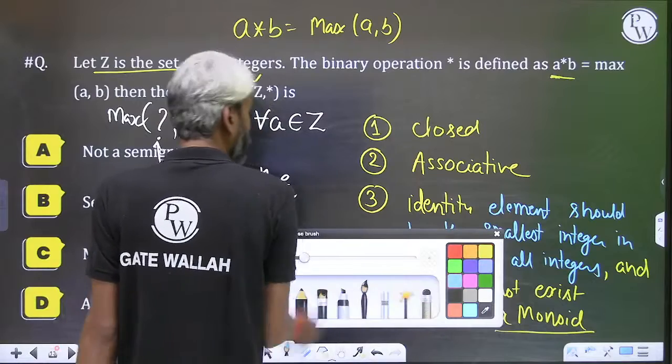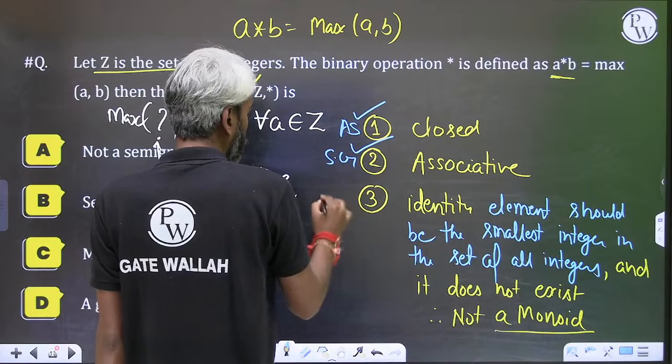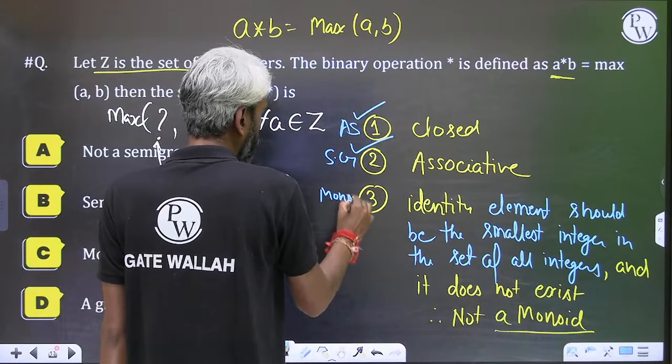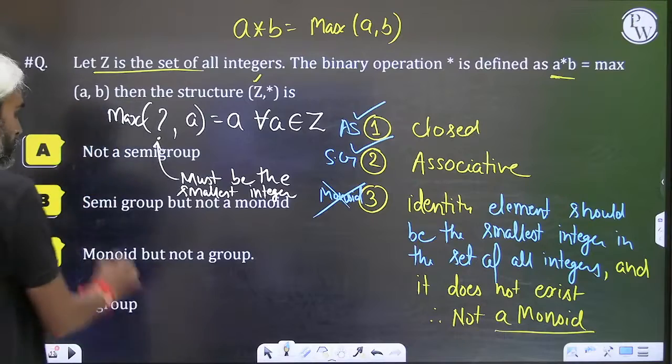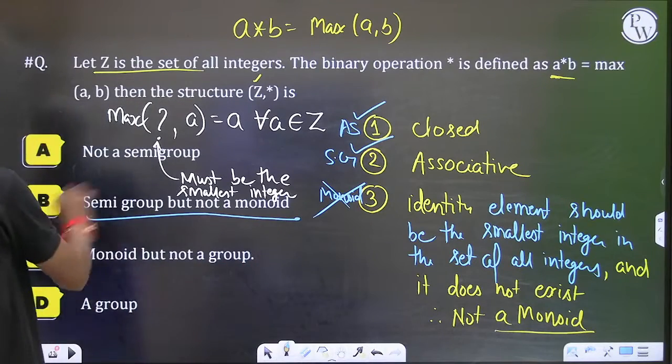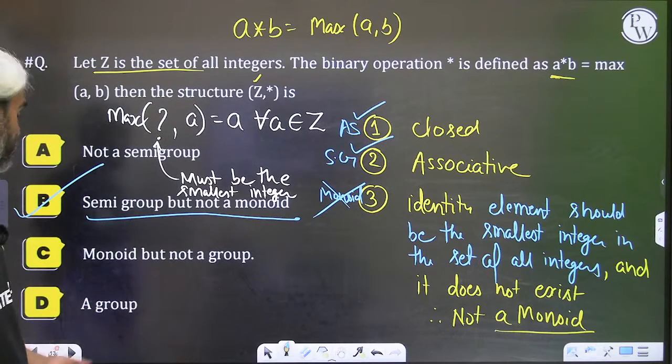So, sir, this is an algebraic structure, fine, good enough. This is a semigroup, fine, but it is not a monoid. So semigroup but not a monoid. Option B will be the right answer for this question.